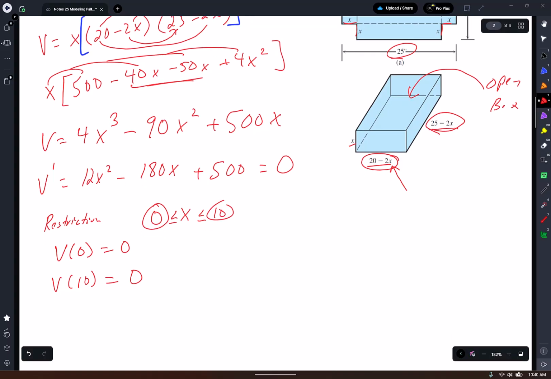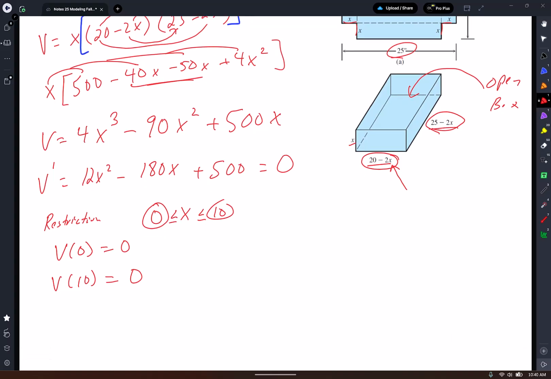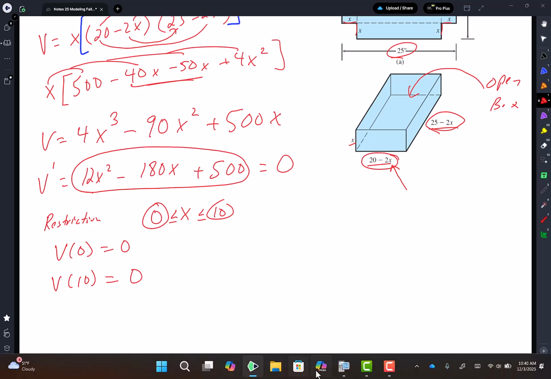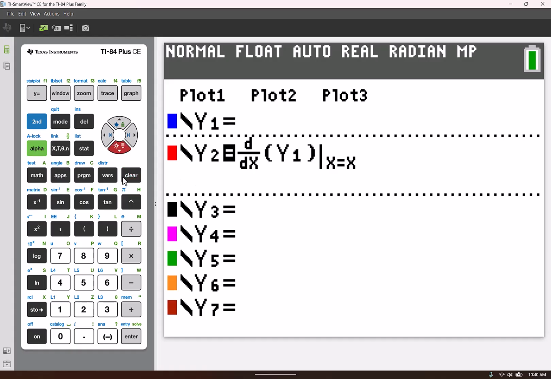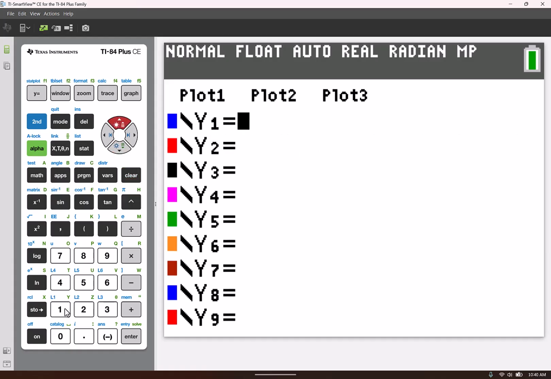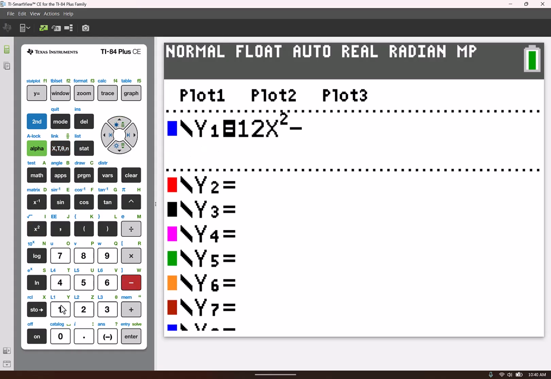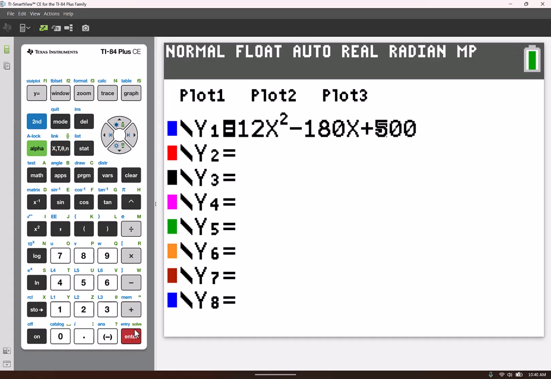Okay. Now, maybe it's factorable, maybe it's not. What I'm going to do, I'm just going to type this right into my calculator and just see where I cross the x-axis. Does that make sense? All right, so here we go. I'm taking my calculator. And as a matter of fact, we'll even be able to see the derivative where it changes from positive to negative. Give me that derivative again. What was it? 12x squared minus 180x plus 500.